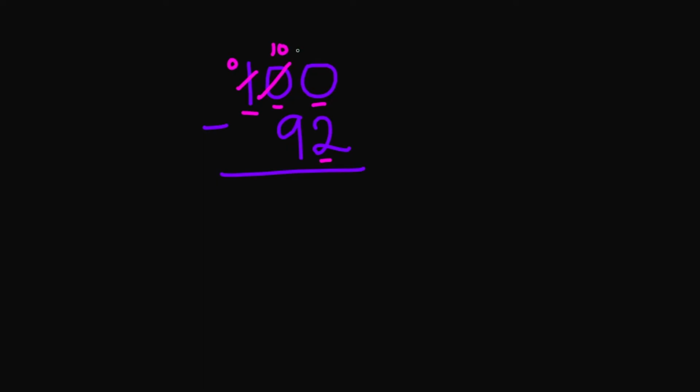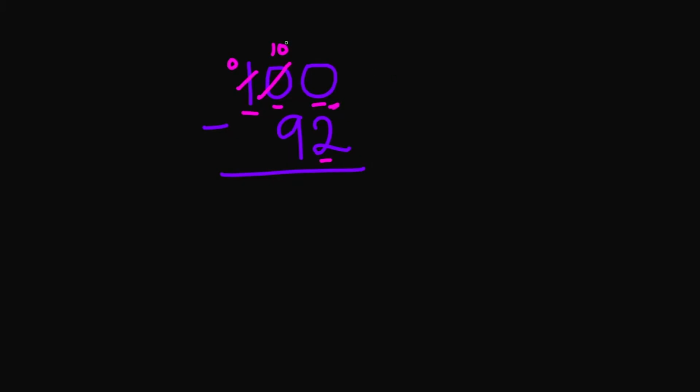Let's try 100 minus 92. Okay, so we know we can't subtract 0 minus 2. I'm going to borrow in the tens place, but when I go to the tens place, it's still 0. So now I'm going down to the hundreds place. This 1 is going to become a 0. This 0 will now become a 10. But when I take a step back and I look at my problem, I'm still stuck right here. I still don't have enough.